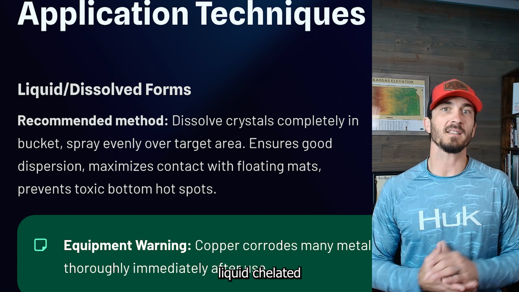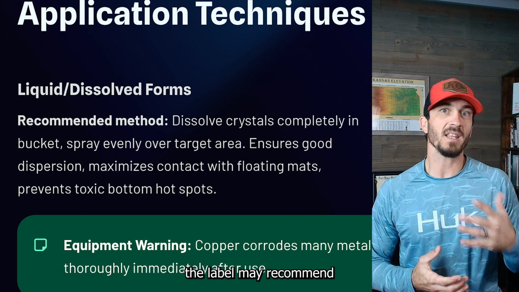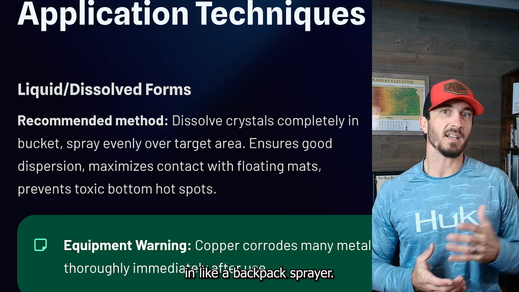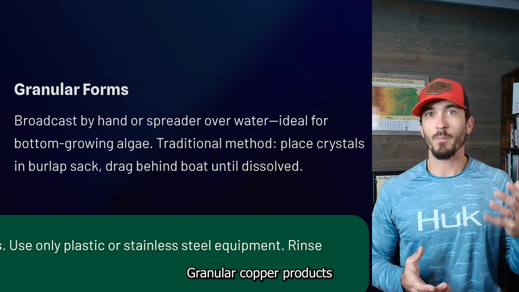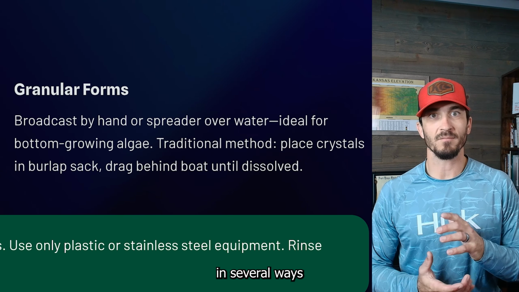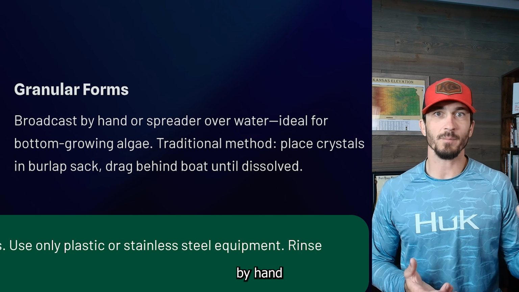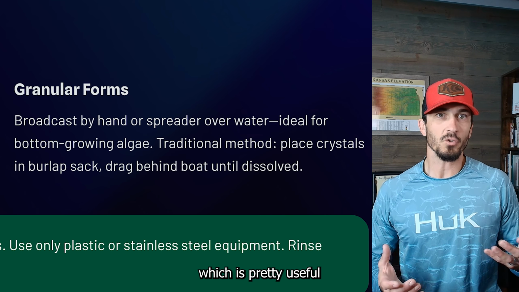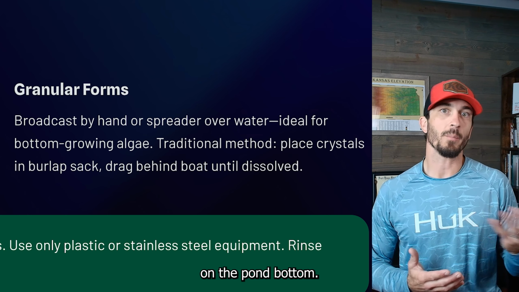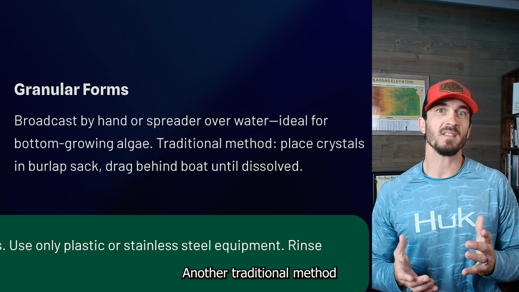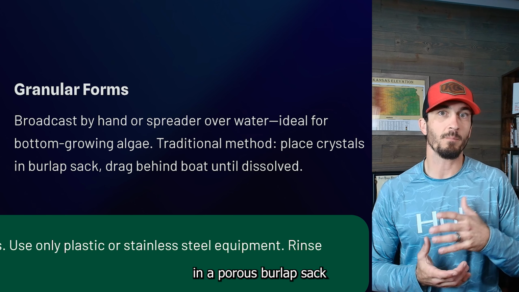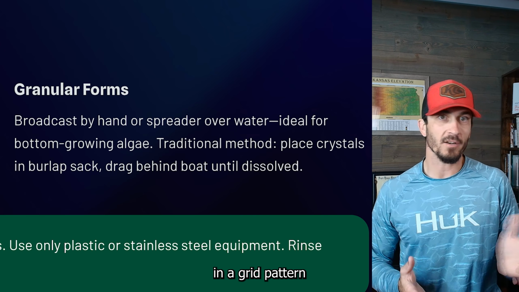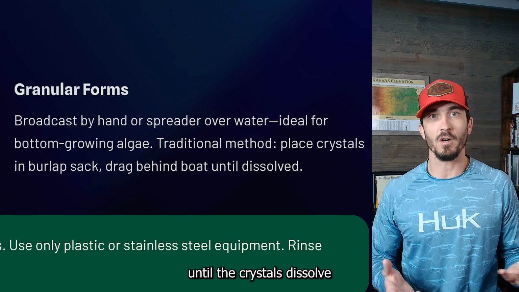For pre-formulated liquid chelated copper products, the label may recommend a specific dilution ratio for use in, like, a backpack sprayer. Granular copper products can be applied in several ways. They can be broadcasted by hand or with a spreader directly over the water, which is pretty useful for targeting algae that is growing on the pond bottom. Another traditional method involves placing the crystals in a porous burlap sack and dragging it behind a boat in a grid pattern across the treatment area until the crystals dissolve all the way.